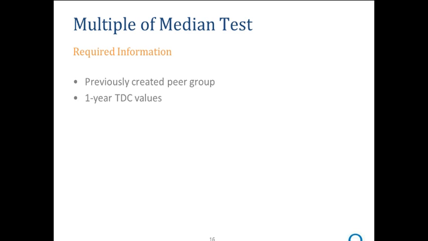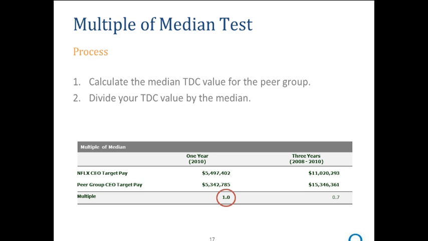So now we'll jump past the relative degree of alignment test and look at the multiple of median test. This test is probably the most straightforward of the tests. It requires very little information. You need the previously created peer group, and the one-year TDC values that we needed for the relative degree of alignment test. Very straightforward: calculate the median TDC for the peer group, and divide your TDC by the median. That gives you a multiple or a ratio.